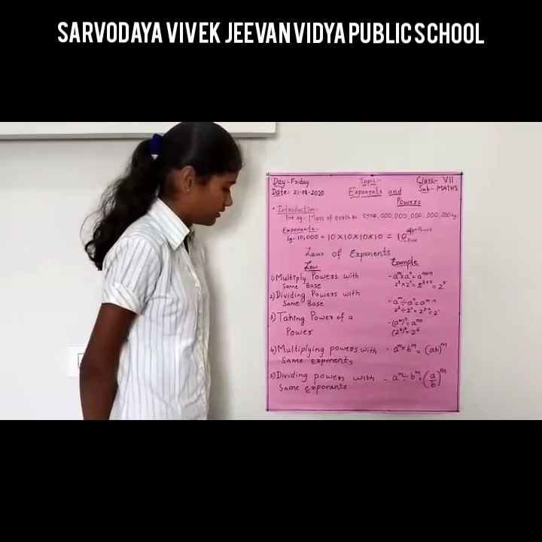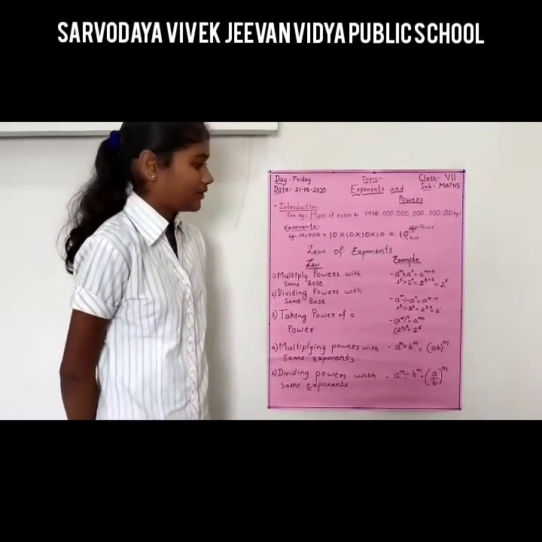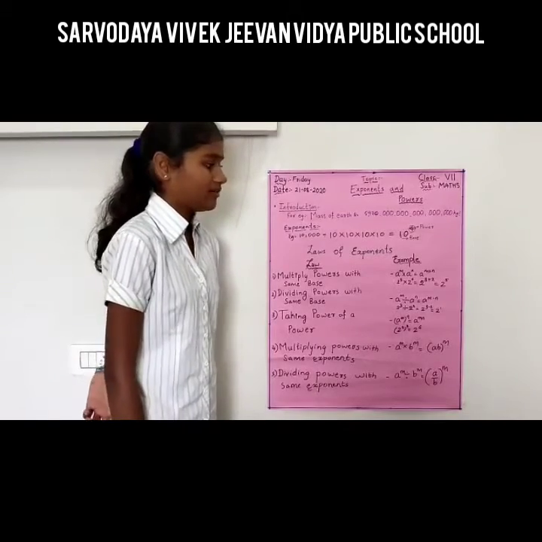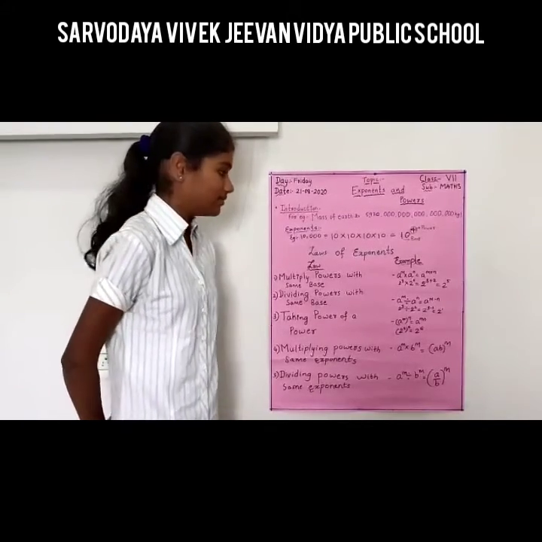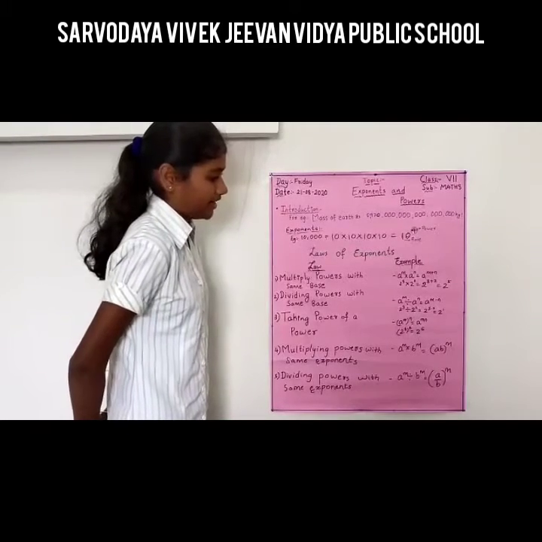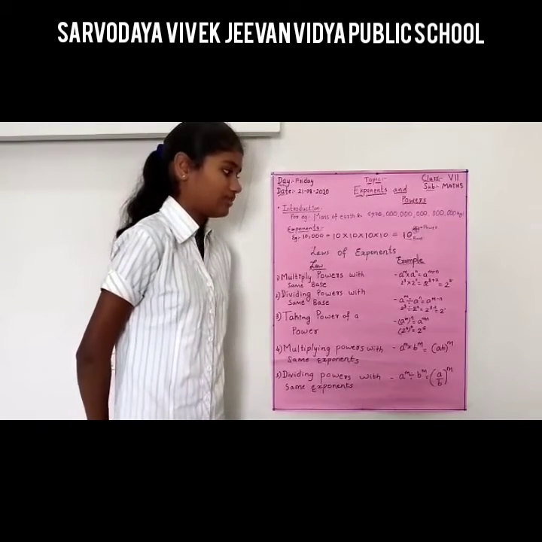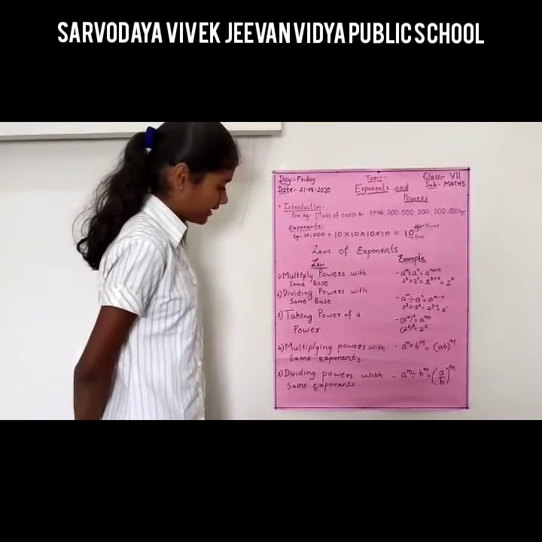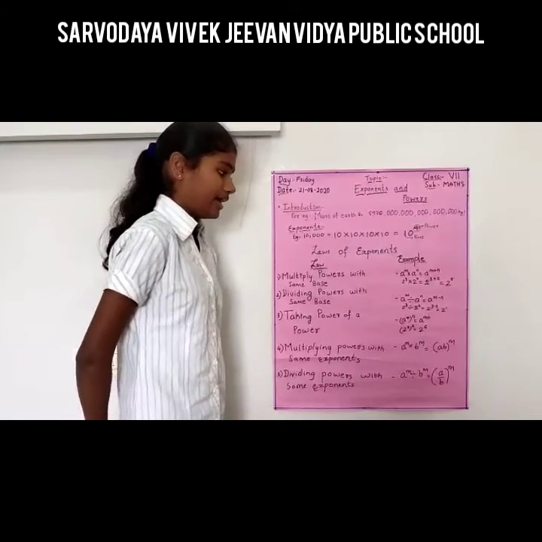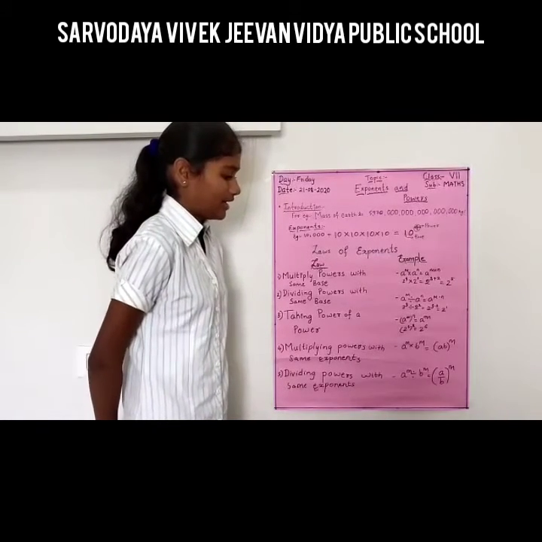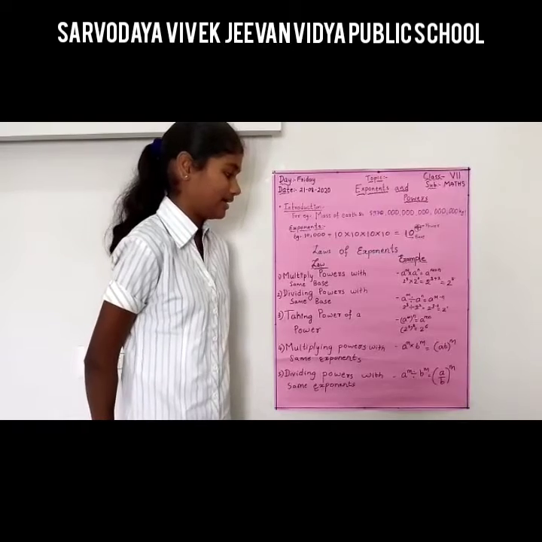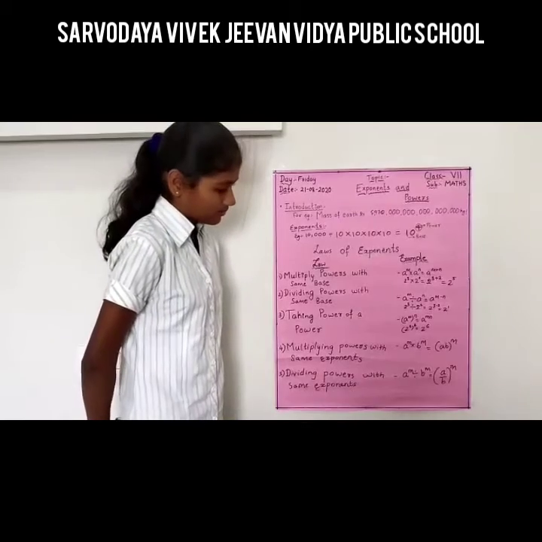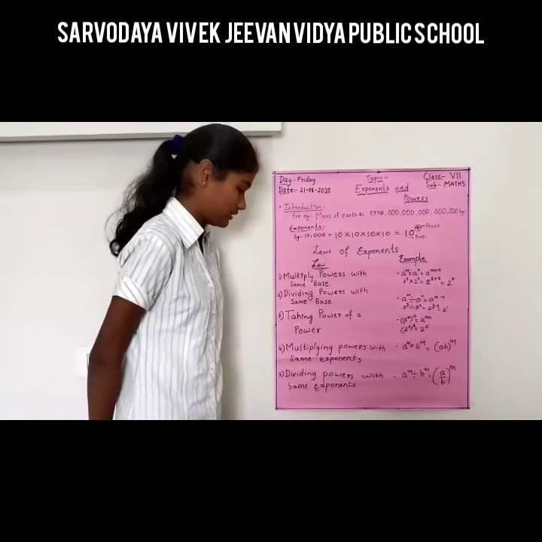Dividing powers with the same base. a to the power m divided by a to the power n is equal to a to the power m minus n. 2 to the power 3 divided by 2 to the power 2 is equal to 2 to the power 3 minus 2, which is 2 to the power 1. Taking the power of a power. a to the power m, to the n, is a to the power mn. 2 to the power 3, to the 2, is equal to 2 to the power 6.